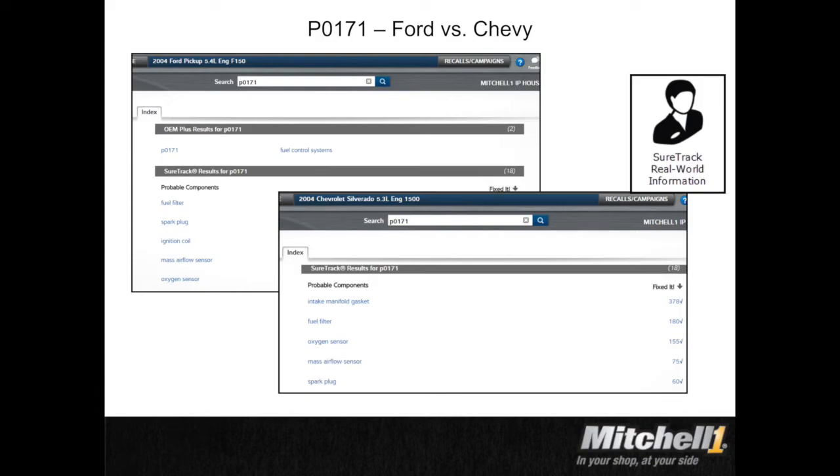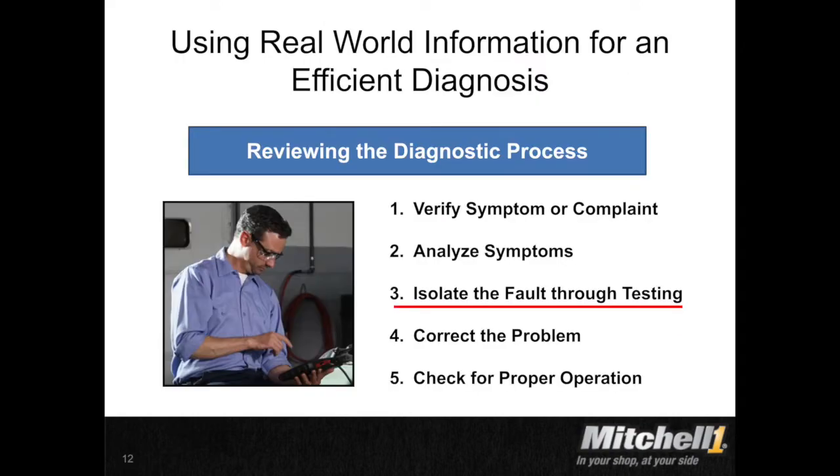And at the end of this analyze symptom step, you could part swap, but I want to be clear, Mitchell 1 and Snap-on does not endorse that. Instead, we recommend following the whole diagnostic process, including the additional steps, which I'll get to. Step 3 here is isolating the fault through testing, to be sure that you have properly identified the components that are at fault. Throwing parts at the problem is costly to the shop, it's costly to the consumer, and it leads to comebacks.